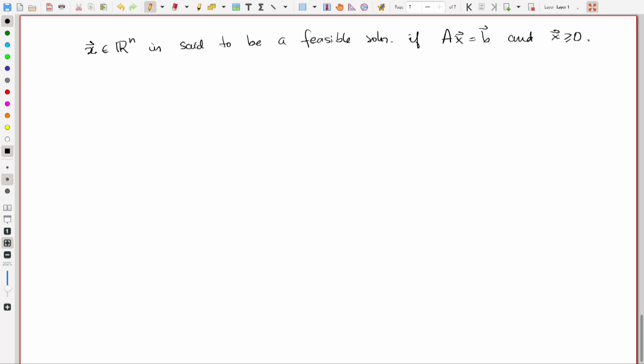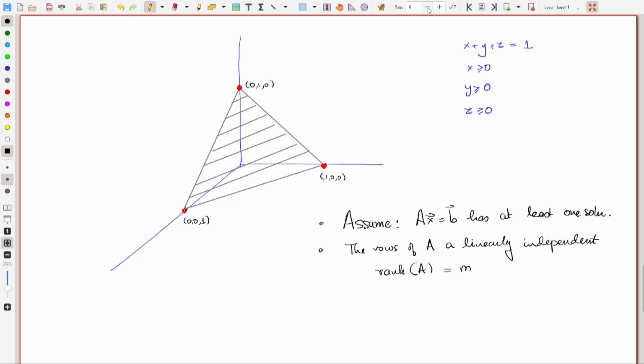So, it is the set of points that satisfy all the constraints. So, in this picture it would be all the points in this gray triangle, right. So, this is the feasible set, and among these we look for special ones called the basic feasible solutions.